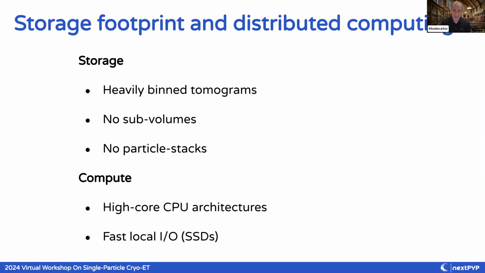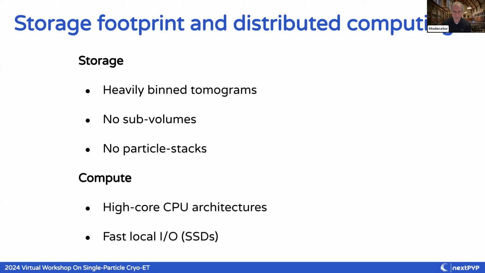As I mentioned earlier, we're actually very proud of the storage footprint of nextPYP and how it leverages distributed computing. Just to give you a sense of where the storage savings come from, we don't ever build unbinned tomograms, right? We only build heavily binned tomograms, only for specific purposes, so those are actually very small files. We don't ever create sub-volumes for 3D refinement, and we don't ever save a single particle stack. Hopefully that gives you an idea. That's going to save you a whole lot of space, and it will allow you to process multiple data sets without having to worry about storage, which used to be a nightmare not very long ago.